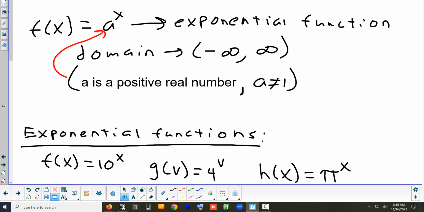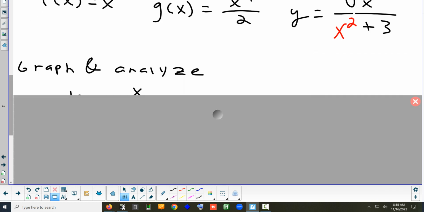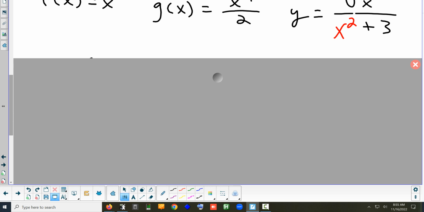Is the domain for an exponential always all real numbers? Yes. That's why I said this would not be considered exponential if you switch this, because the domain of a square root isn't all real numbers. It's only positives, so it wouldn't be exponential. Well, I should say the domain of a square root function is non-negatives. It includes 0, which isn't positive.